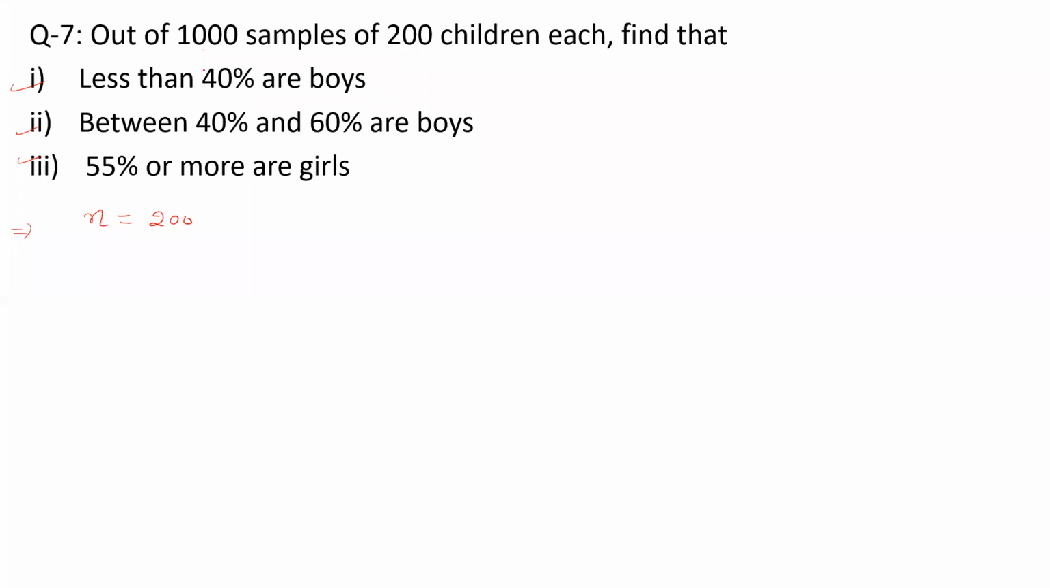Anyway, this is all in percentage form, so this lies in the category of proportion. We know the formula that mu p is equal to proportion p, and sigma p is square root of pq by n. I need the value of p here. So you have only two possible cases, that is boys or girls.